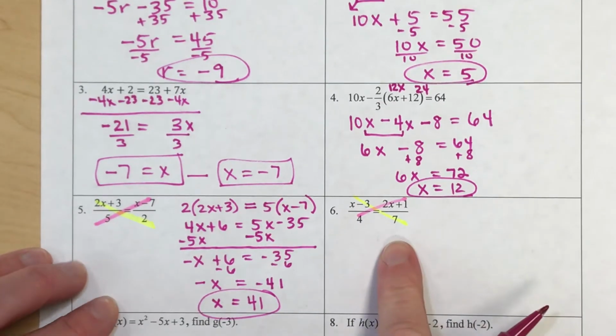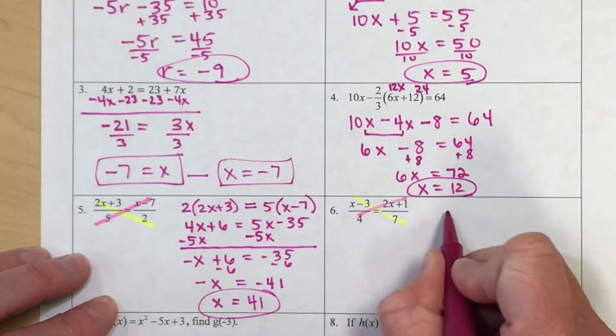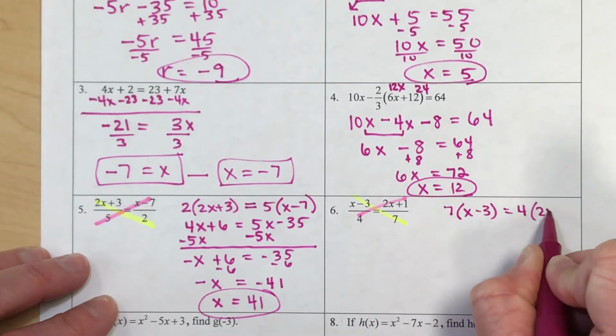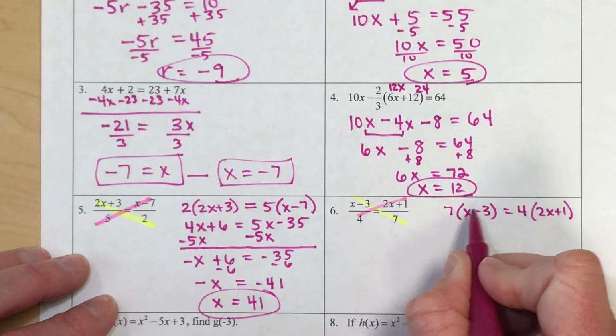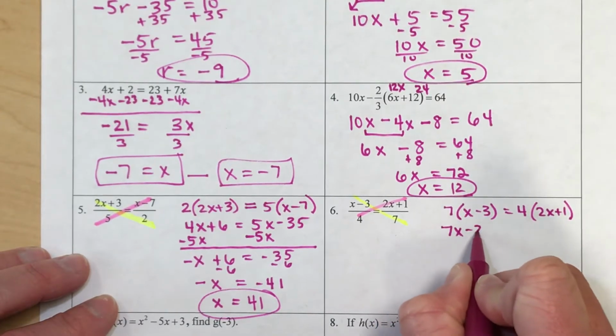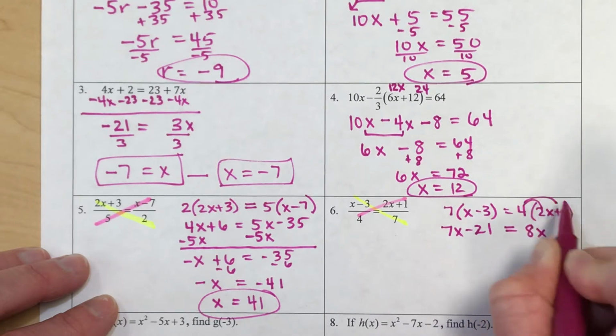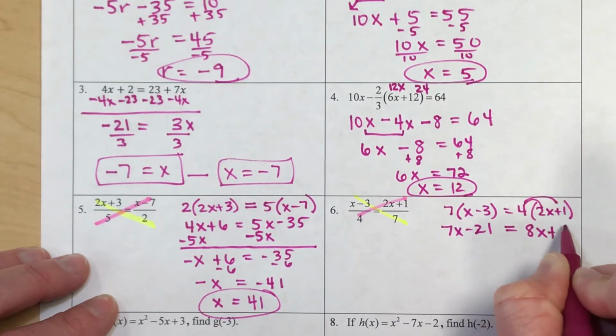Okay, again, likewise over here, cross multiply, you'll have 7 times x minus 3, set that equal to 4 times 2x plus 1. And now I'll distribute my 7 over here, and I'll distribute my 4 over here. So 4 times 2 is 8, and 4 times 1 is 4.